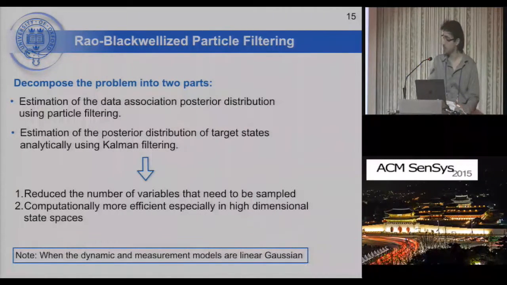Basically, we decompose the problem into two parts. First, we have the estimation of data association posterior distribution using particle filtering, and then we can estimate the posterior distribution of target states conditioned on the association analytically using Kalman filtering. So what we achieve is that we reduce the number of variables that need to be sampled, and this is computationally more efficient, especially in high-dimensional state spaces.